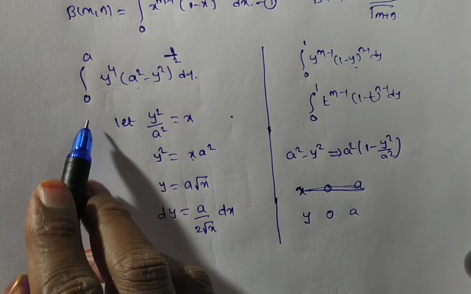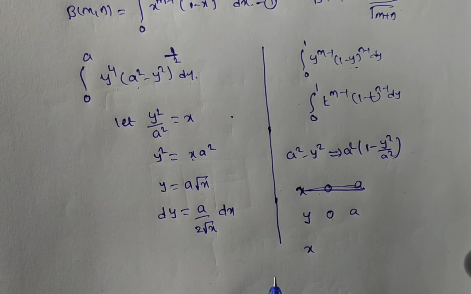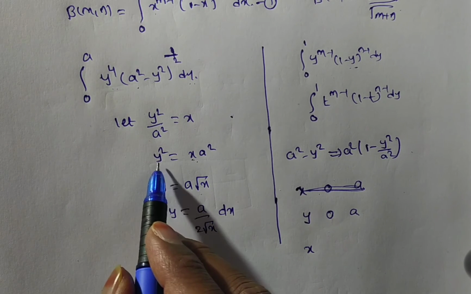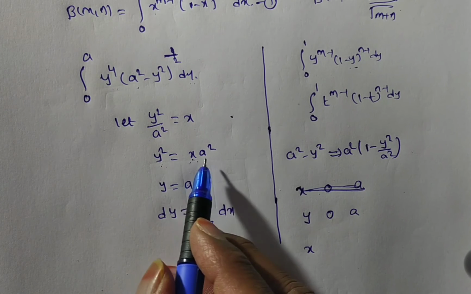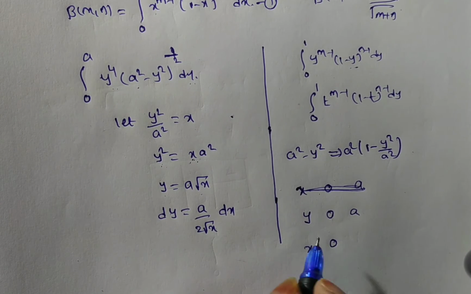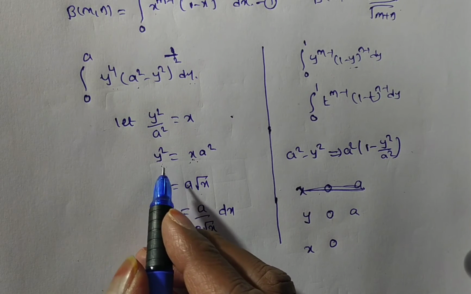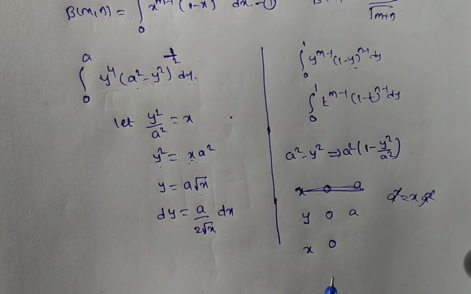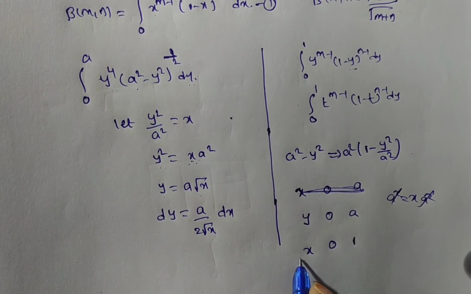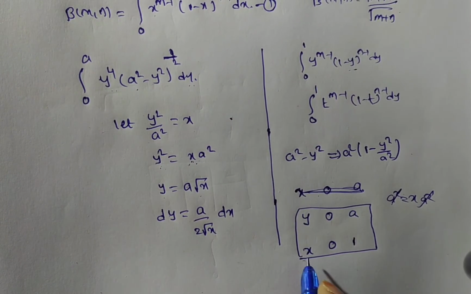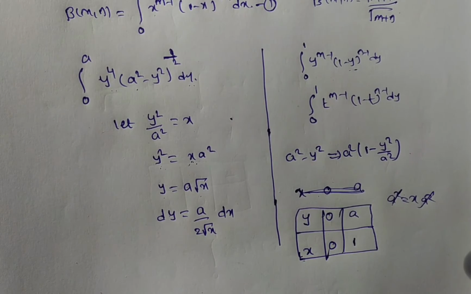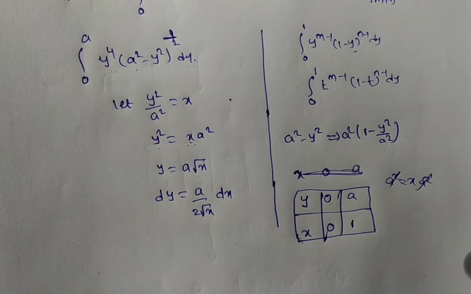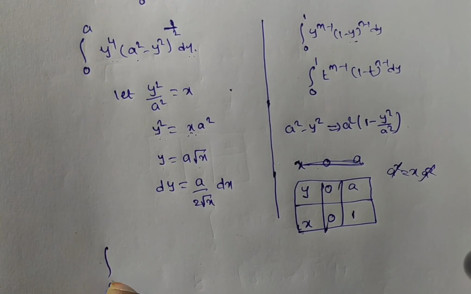Now y limits are 0 to a. I am converting into x. Now we put the y value as 0. If y is 0, then what is the x value? 0 by a square is nothing but 0. Next, if y is a, then you have a square is equal to x a square. So in this case a square gets cancelled, then what is the x value? 1. Is it clear now? So the limits of x are 0 to 1. So the new limits for the given problem are integral 0 to 1.